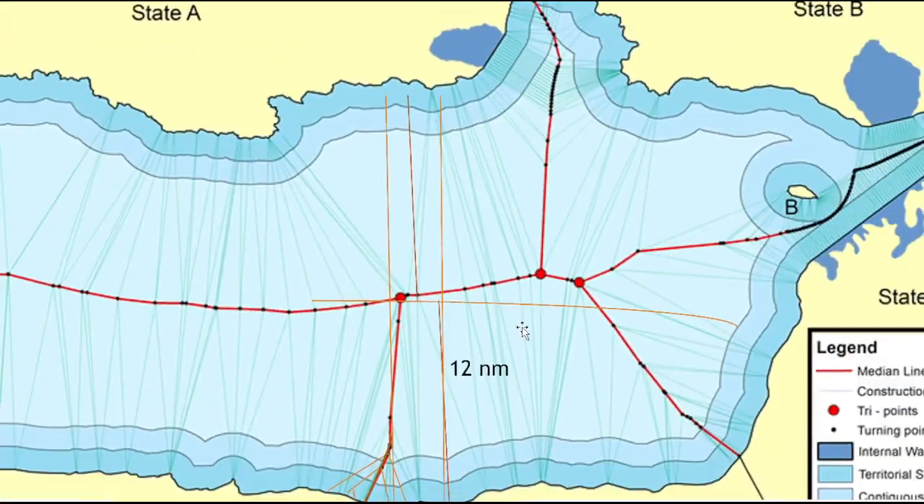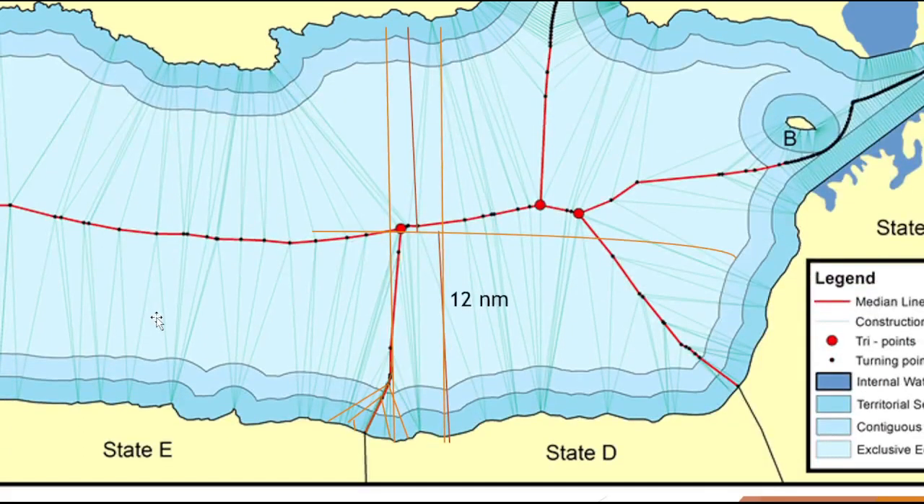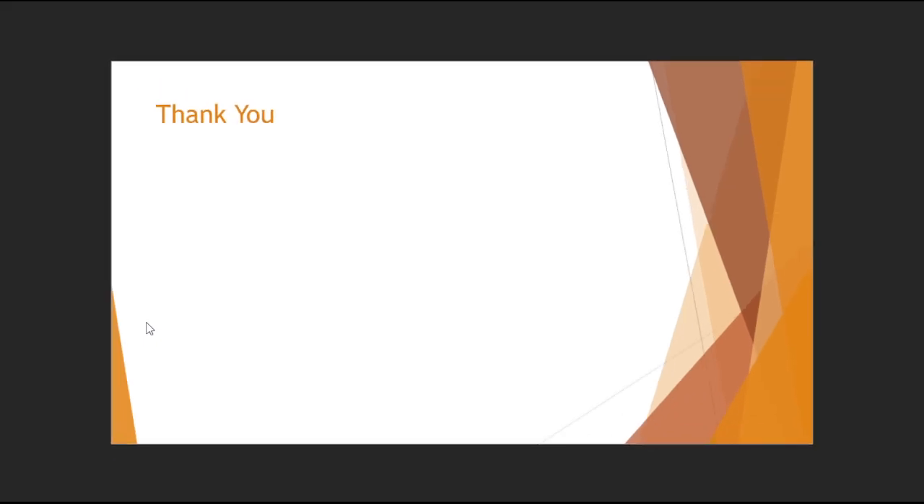So this is how we divide the sea in adjacent states, and this is how we divide the sea in opposite states. So this is all for today. This is about your territorial sea and the contiguous zone and its divisions, etc., according to the 1958 convention. Thank you so much.